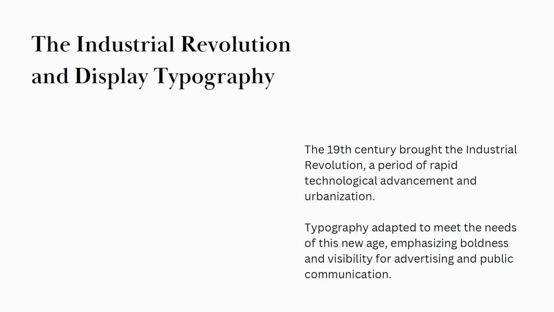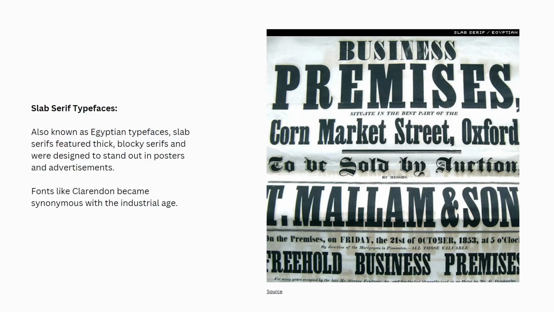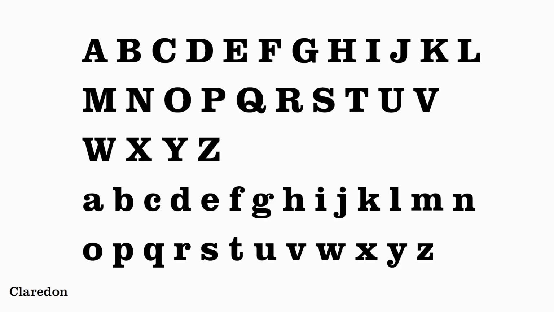So it's going to be more bold. It's going to be more visible. We're going to use it for advertisement and public communication and design means. The slab serifs, and like we said, this is also known as the Egyptian typefaces, are really thick and blocky, and what's nice with these is they're designed to stand out in posters and advertisements. The go-to for this is the Clarendon, which is going to be the synonymous typeface with the industrial age. And this is what that one looks like.